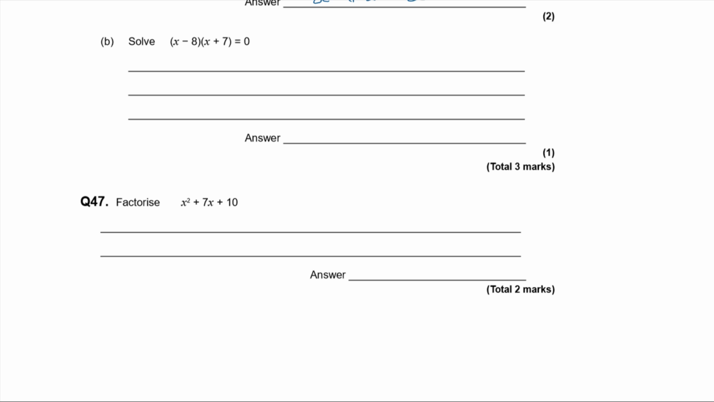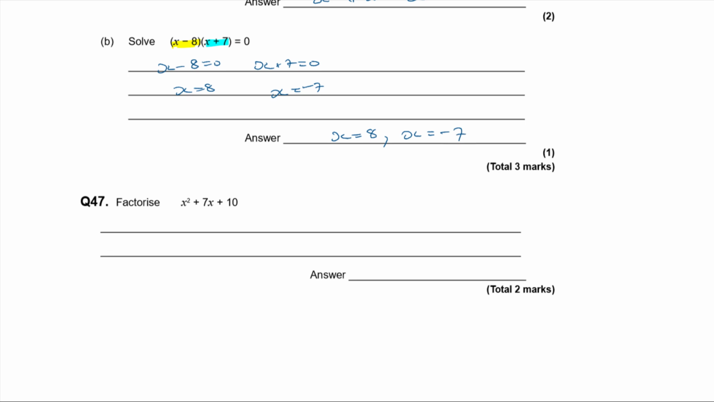solve (x - 8)(x + 7) = 0. So either this bracket is 0 or this bracket is 0. If x - 8 = 0, then x was 8. If x + 7 = 0, then x is minus 7. You know, it's like the sign is flipped on the answer compared to how it looks in the brackets. Okay, so there are my two solutions. x = 8, x = minus 7.